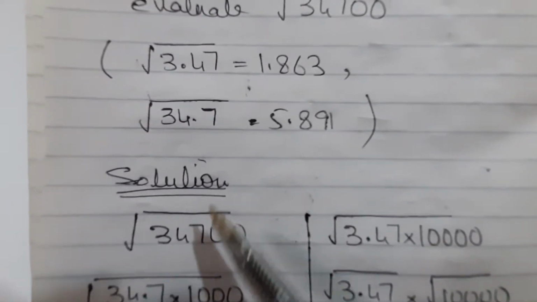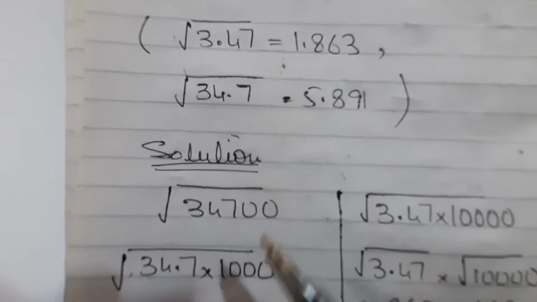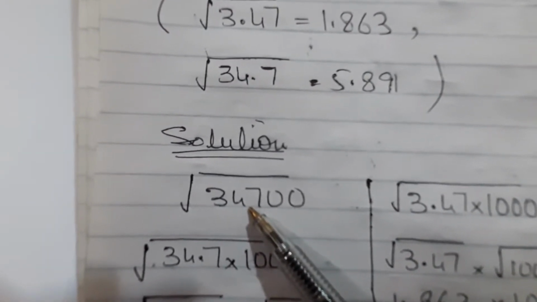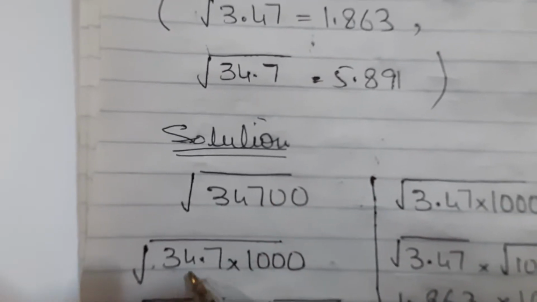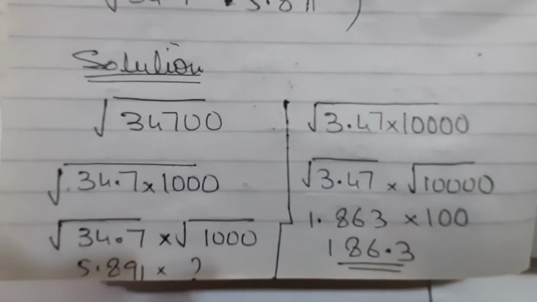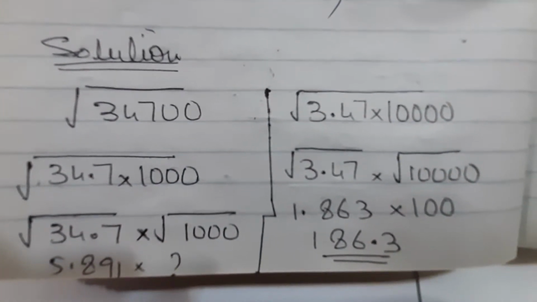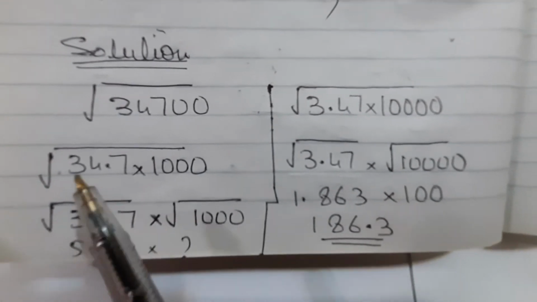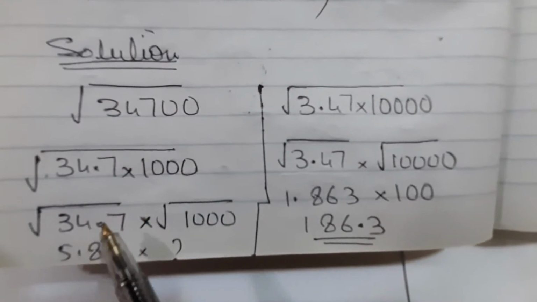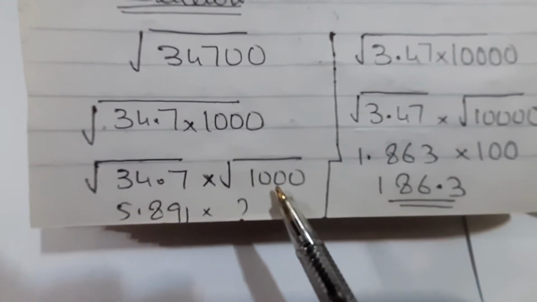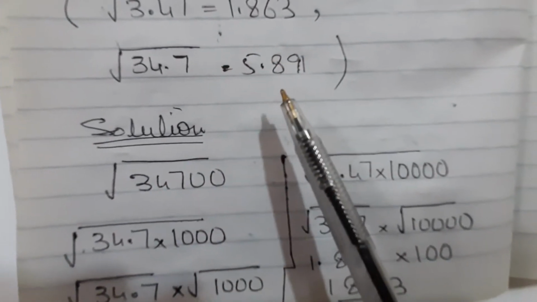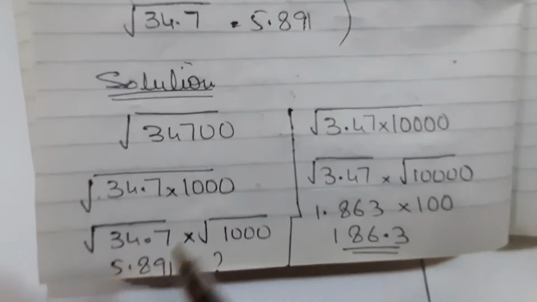Now let's change the same question into this form. If I bring the decimal here, then after the decimal there will be 3 digits. So it means 34.7 will be multiplied by 1000. Now we will see how these forms help us. From basic algebra, we know when two numbers are multiplying in the root, we can write them separately like this. Agreed? Now root 34.7 is given to you in the question, which equals 5.891.